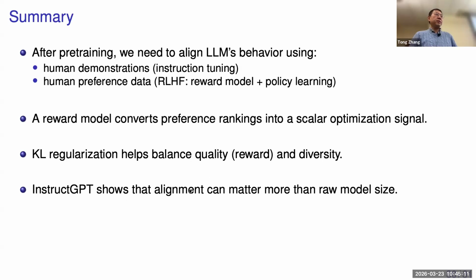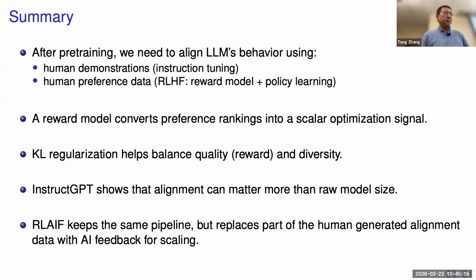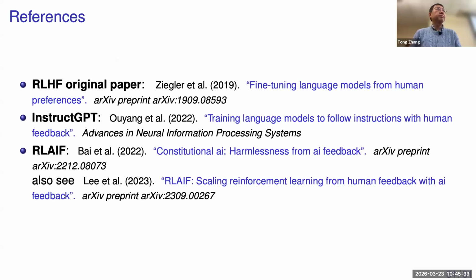Instruction-following GPT shows that alignment matters more than model size. This is actually surprising if you look at their numbers. You can use RLHF the same way, but instead of a human you have AI feedback. And for the reward model, you need to remember this BT model. That's all. Okay, thank you. We're done. We'll continue with policy learning next time.